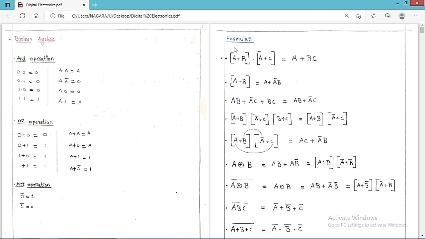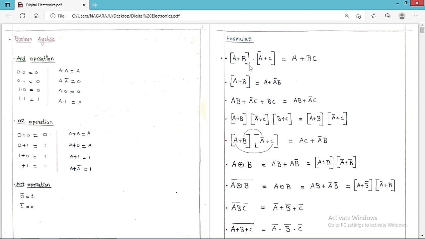Now I will discuss the important formulas. (A + B)·(A + C) is always equal to A + B·C. This is a very important formula. Listen carefully: (A + B)·(A + C) is always equal to A + B·C.